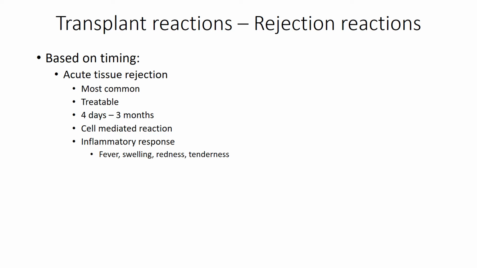Now we have acute tissue rejection, and this is going to be a little bit longer of a time frame, 4 days to 3 months. It is treatable, right, by taking care of the inflammation and taking care specifically of the immune cells. So maybe depressing immune function during this time would be beneficial. This is going to be mediated by T cells, and it starts to induce the inflammatory response.